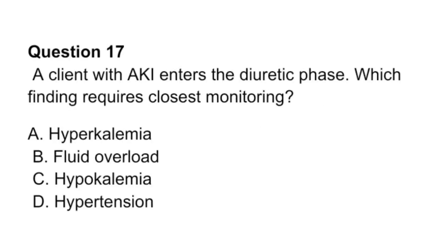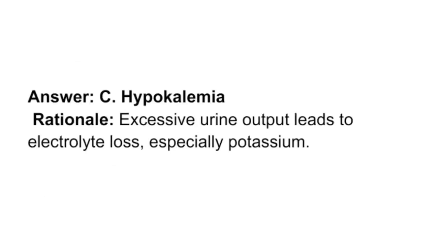Question 17. A client with AKI enters the diuretic phase. Which finding requires closest monitoring? A. Hyperkalemia. B. Fluid overload. C. Hypokalemia. D. Hypertension. Answer: C. Hypokalemia. Rationale: excessive urine output leads to electrolyte loss, especially potassium.